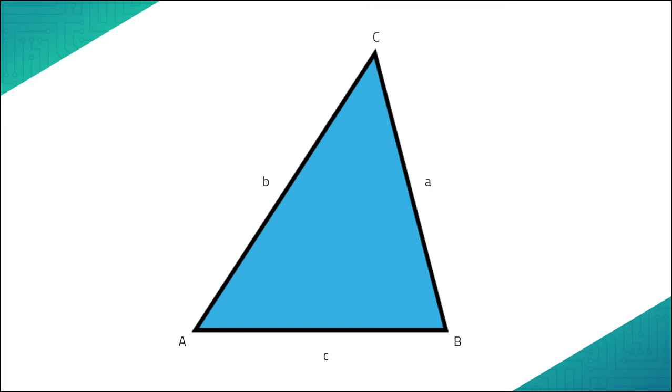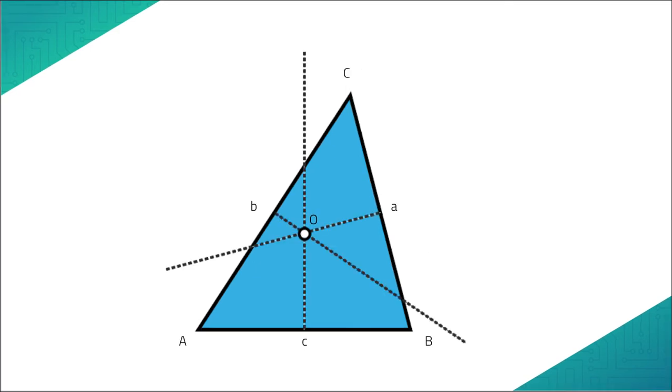Label the corners A, B, and C, and the side opposite those corners a lowercase a, b, and c, just as you would for a law of sines problem. Next, you draw the perpendicular bisector of each side. The point at which all of these new lines intersect is the circumcenter. In this example, the circumcenter is within the triangle, but it isn't always, which I'll explain more later.